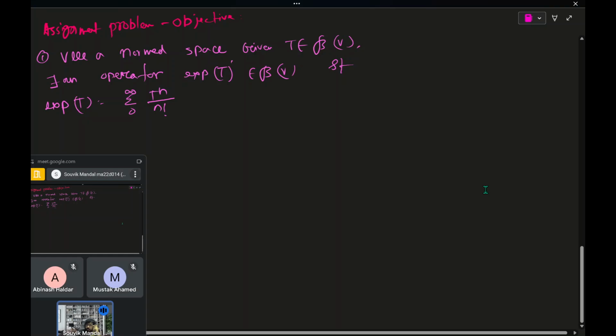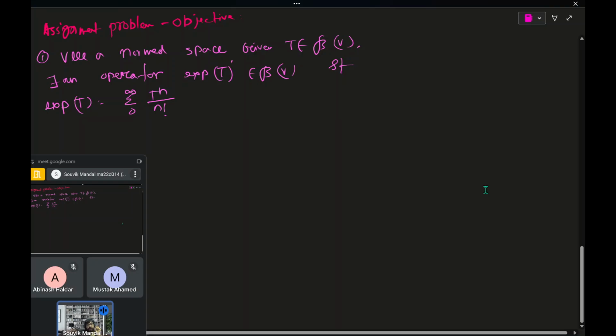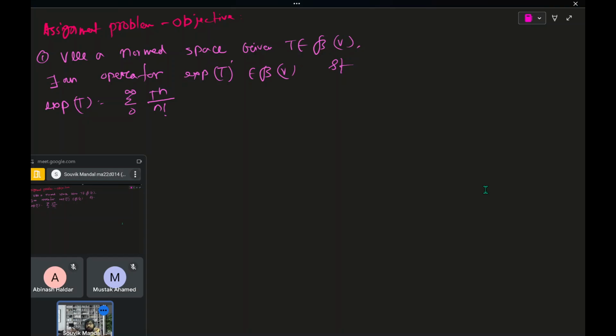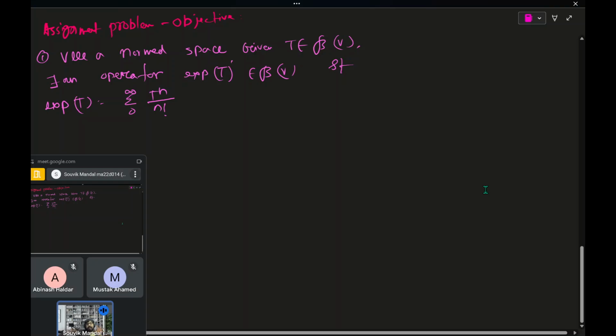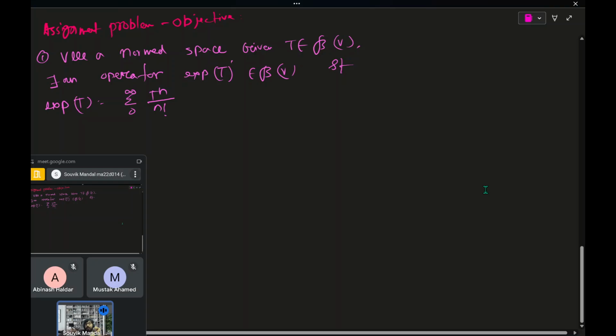We have already seen that in a Banach space, for a bounded linear operator, this fact is true. But here V is given to be a normed space, not a Banach space, right? So obviously one might guess this is false, but now you need to provide a counterexample to show this is false. Think about it and try to provide a counterexample showing that this statement is false.